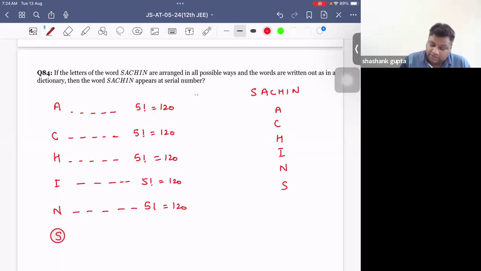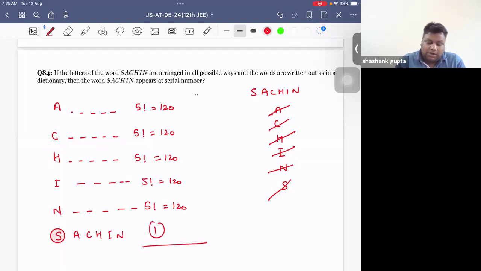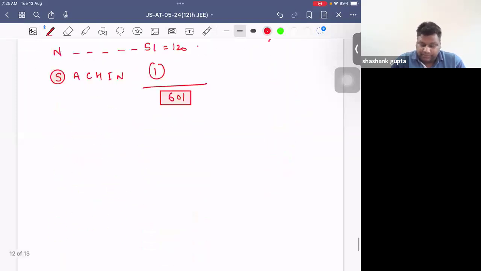Now if you require this, you remove it from here. Now in S, again words will start with A. Then A, I want this, cancel. Then C, I want this, cancel. Then H, I want this, cancel. Then I, cancel. And then finally N. So this is the last word. So what will be the word appear at the serial number? So 5 times 120 is 600, plus 1. So it is 601. So word Sachin will come at 601st position.